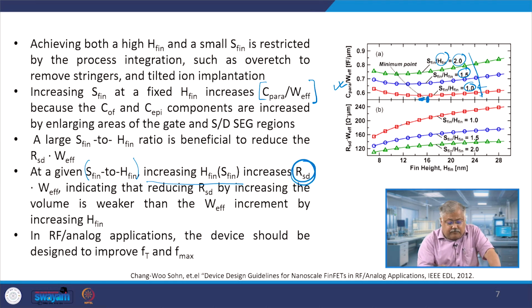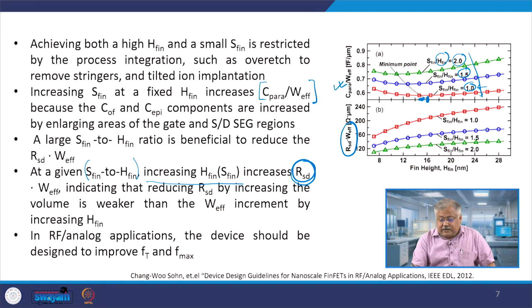Now, when you use this device for RF or analog applications, the objective or the function which you need to improve upon is FT and Fmax, and therefore it is very critical to fix the value of S-fin by H-fin. The same thing can be seen at the bottom side. This is basically RSD into W effective, and as you can see, the reverse is true here, of course.